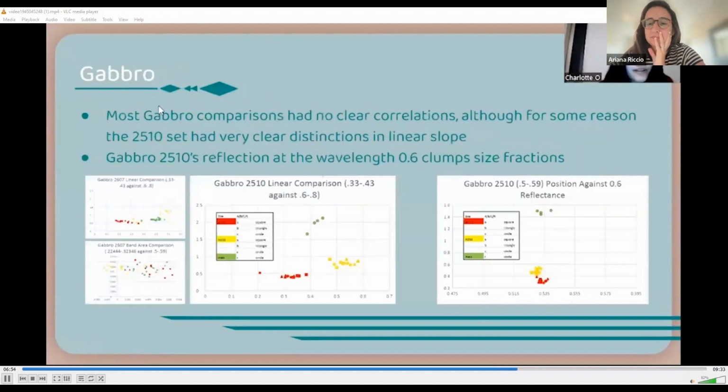For the Gabbro, most of the comparisons had no clear correlations, although for some reason the 2510 had very clear distinctions in the linear slope. You can see here, and then these don't really have clear distinctions. Gabbro's 2510 reflectance at the wavelength 0.6 clumps the size fractions, as you can see here, but you can't really look at a trend for this because there are only two different size fractions, because this one is not really a size fraction, because it's the melt.